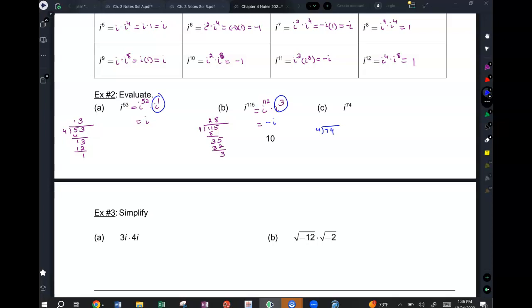Okay, let's do that later. I'll come back to it, I promise. We're gonna do a lot more right now, so just bear with me. Look, 4 goes into 74, so this is gonna be 18, remainder 2. So it's gonna be i to the 74 times i squared. I squared is negative 1, so that's it. Let it be i to the 72, sorry.